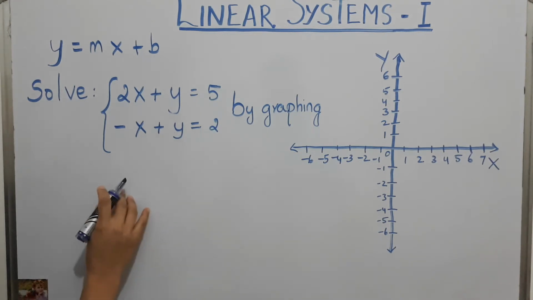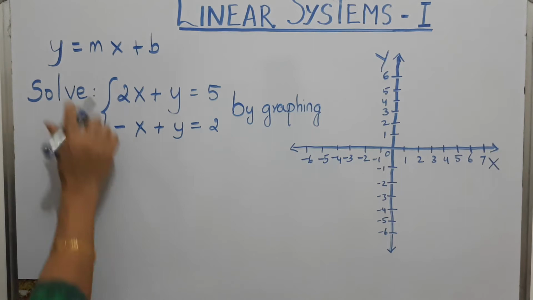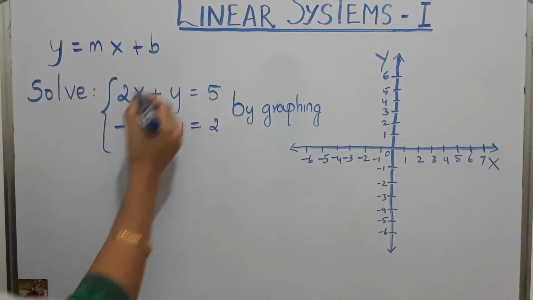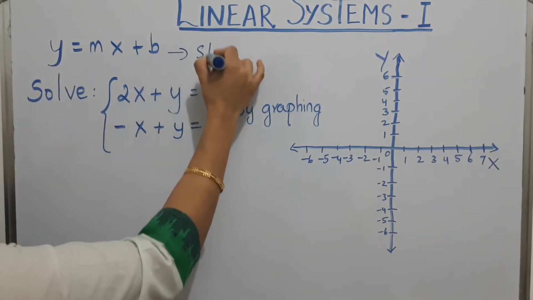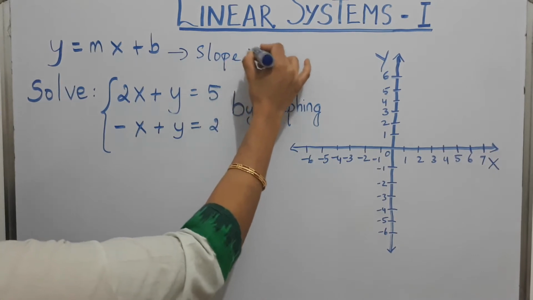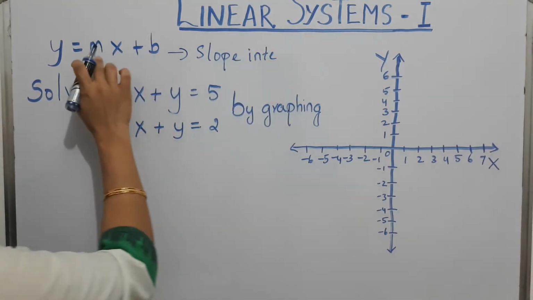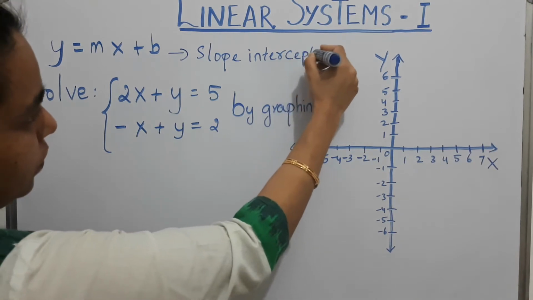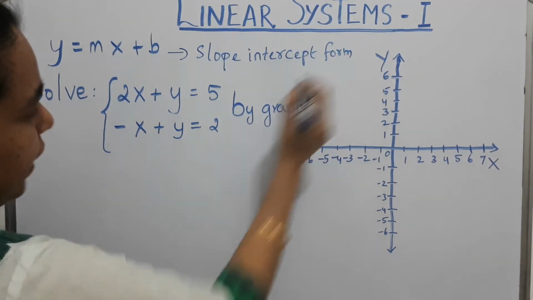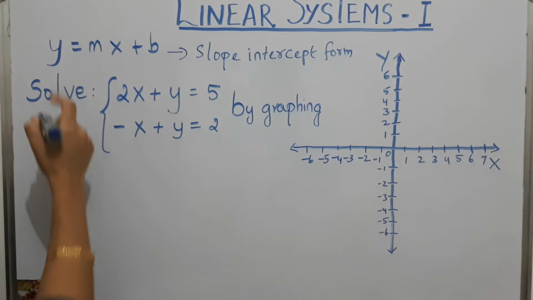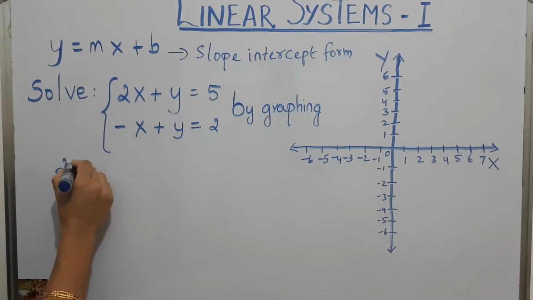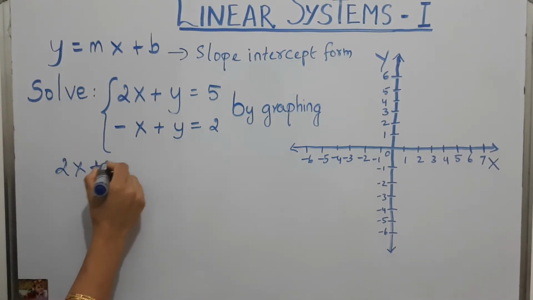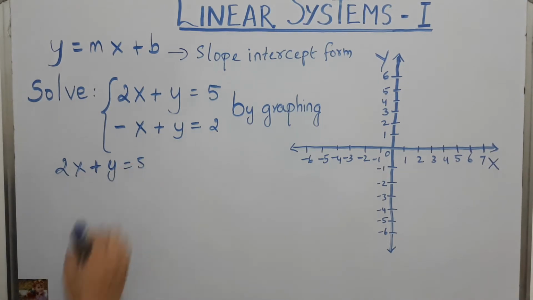First, you have to rewrite both equations into slope-intercept form, because it has a slope term and also an intercept term. So first you rewrite these equations into this form. 2x plus y equals 5.